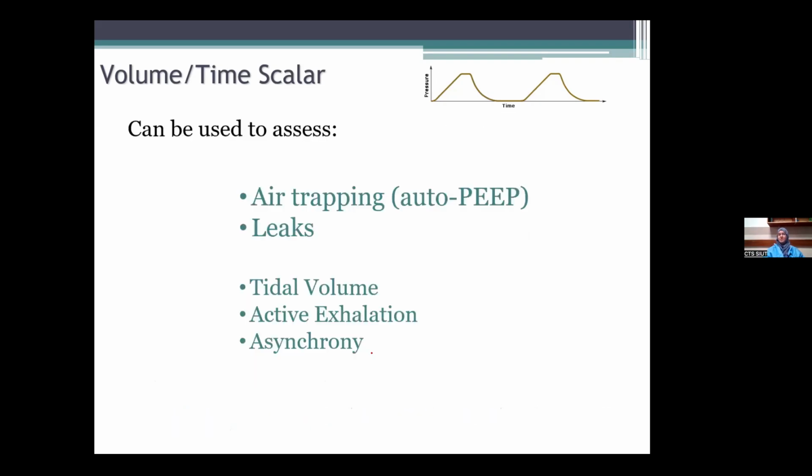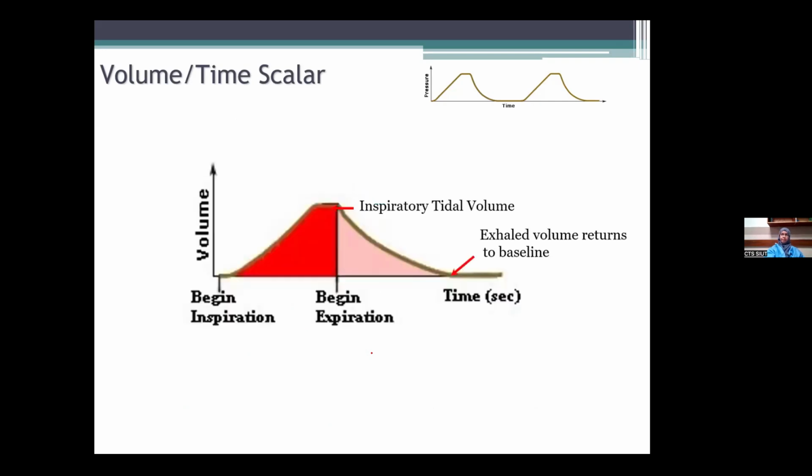What will a volume time scalar tell us? It can tell us about air trapping or auto PEEP. It can tell us about leaks, tidal volumes, active exhalation, and asynchrony in a patient. So the same technique: this is the beginning of inspiration. This is where the inspiration ends and the expiration begins. And then this would be the exhaled volume before it returns to the baseline.